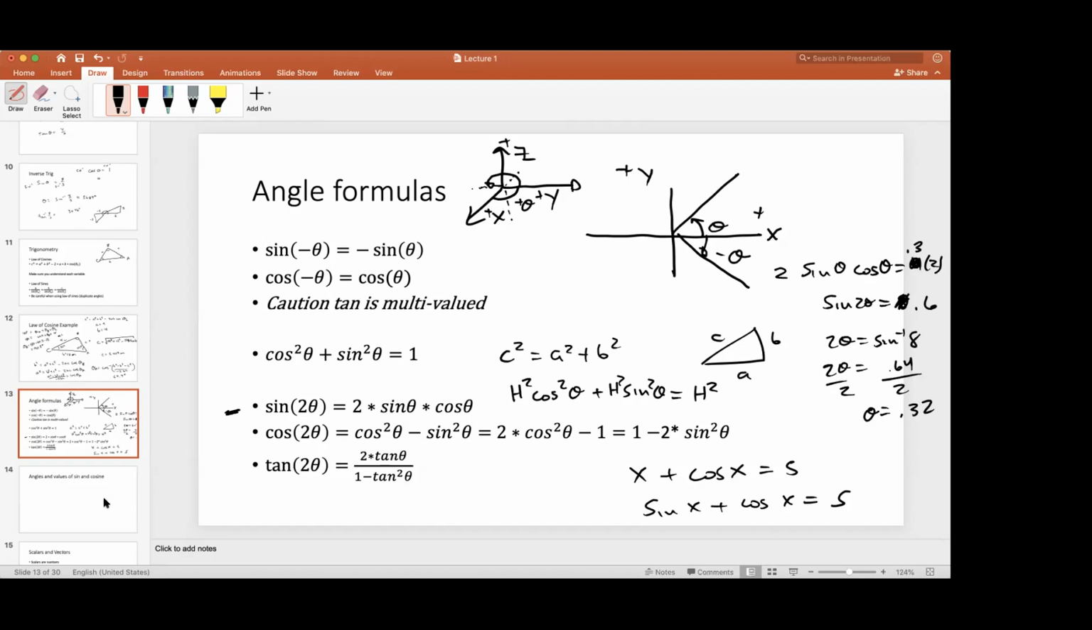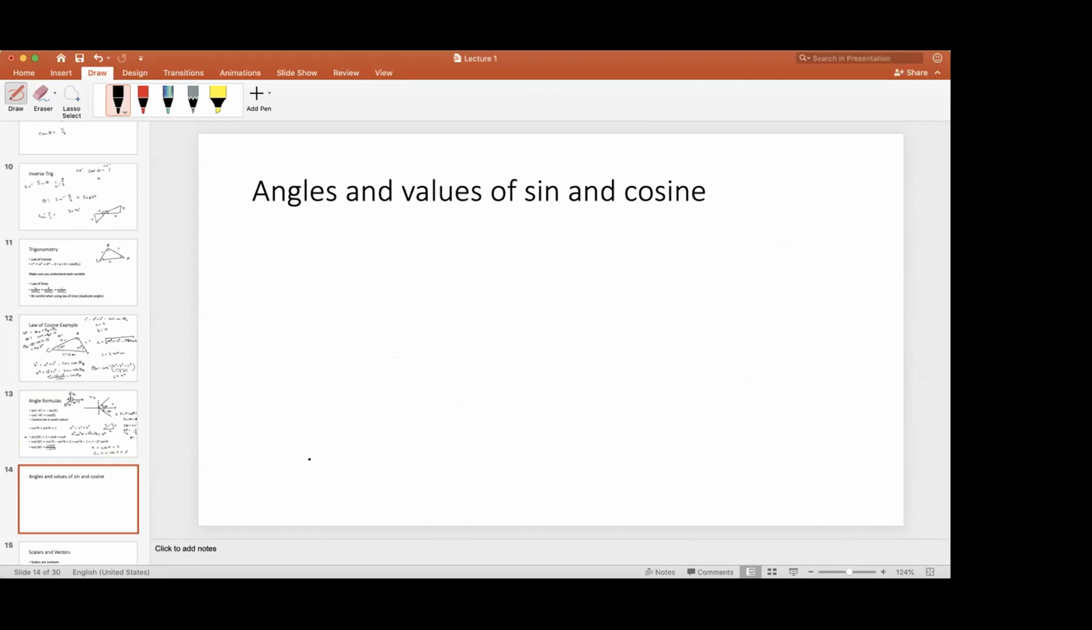I want to speak a little bit here about another tip or trick. If you haven't had a lot of experience with angles and you don't have a calculator, one thing you can do is remember the more common angles. So if this is 0 degrees and this is 90 degrees, another way to say this is pi half, and this is 0 radians.